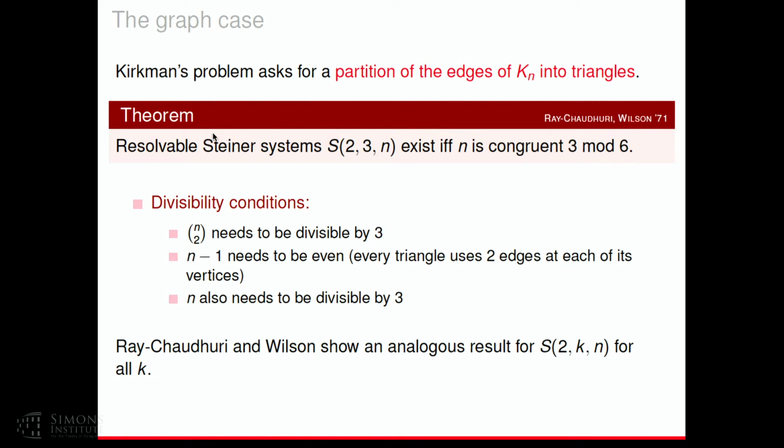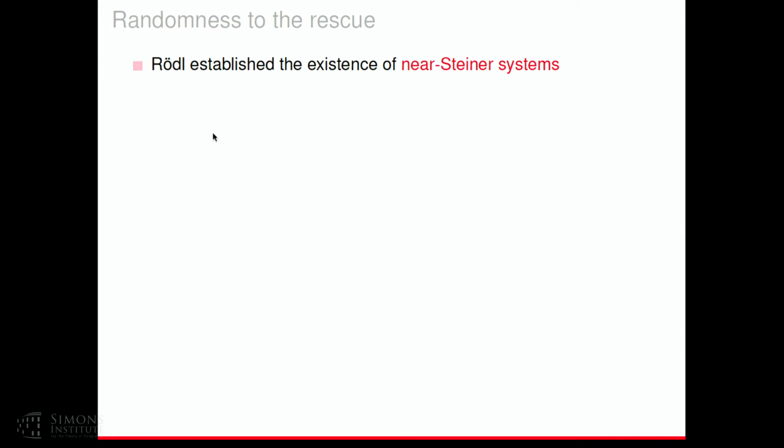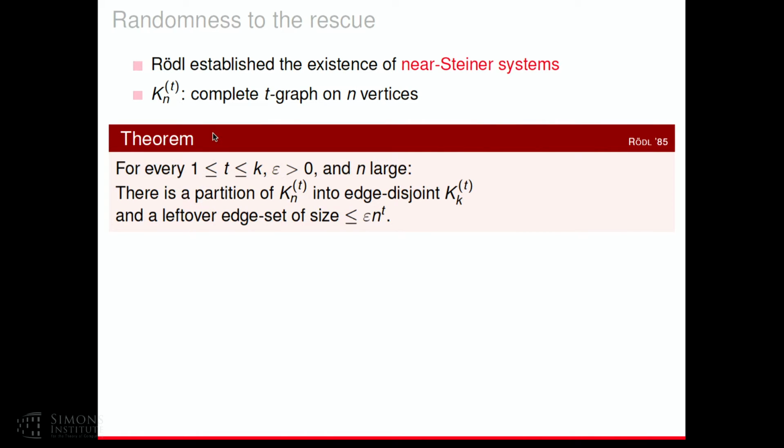And now what do you do if you have some problem which is difficult and you cannot solve? Well, maybe you first ask some simpler problem. And some simpler problem was answered also famously by Rödl. And that kind of weakened the problem a little bit in the sense that we now only ask for near Steiner systems. Meaning we don't want to cover all the hyperedges with complete cliques, but we are allowed to have a small leftover. And so in this theorem, I write K_n^(t) to denote the complete t-graph on n vertices.